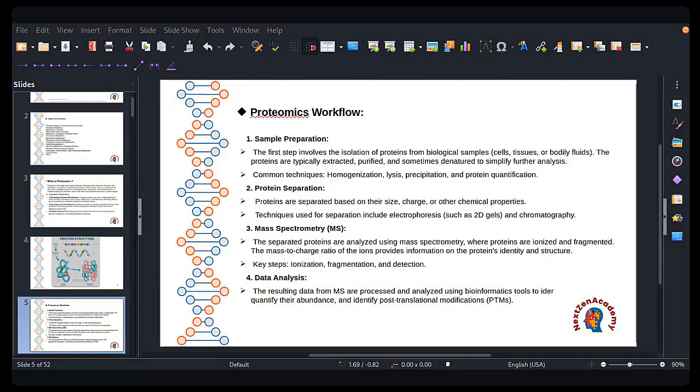Okay. So, common techniques in sample preparation are homogenization, cell lysis, and precipitation, the same as for DNA and RNA we did in our previous class. Then protein quantification. So the first thing is sample preparation. We have to isolate the protein.